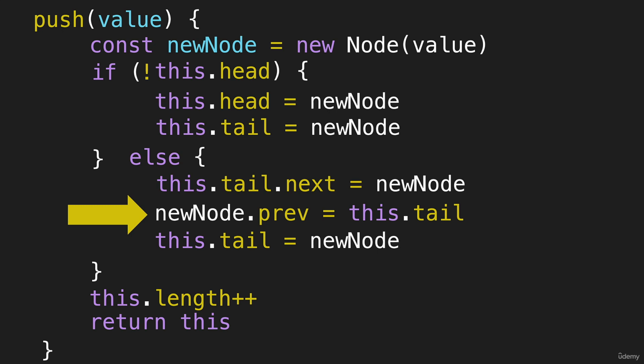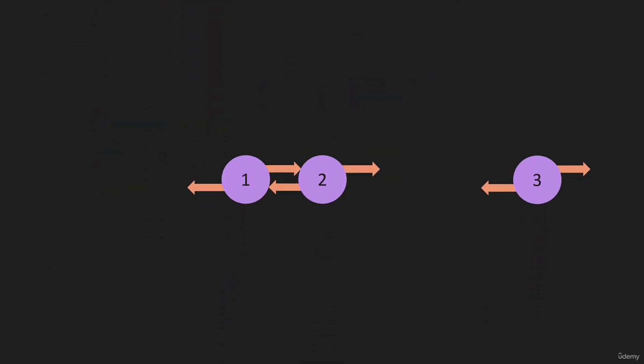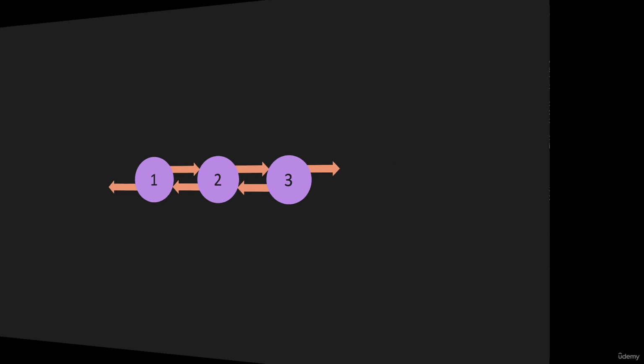So we'll look at this code in a moment in Chrome DevTools. And when we do, we're going to build a linked list with numbers 1 and 2, and then we're going to push a 3 onto the end. Okay, let's flip over to Chrome DevTools.